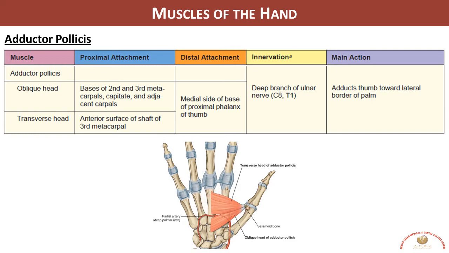These muscles are all supplied by the deep branch of the ulnar nerve, and they all combine together forming the adduction of the thumb towards the lateral border of the palm. This is the adductor pollicis muscle.